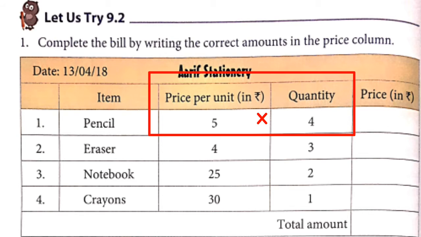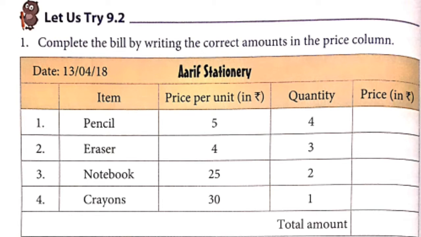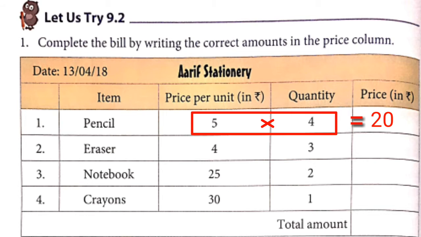So quantity is given, no? With that we have to multiply the price per unit. For one pencil this much rupees means for 4 pencils how many rupees? That is what we are going to find here. So 5 4s are 20. So in the price column we have to mention 20 rupees. Per pencil is 5 rupees, quantity is 4, so totally 5 into 4 is 20. In the same way we are going to do it for eraser, notebook and crayons.